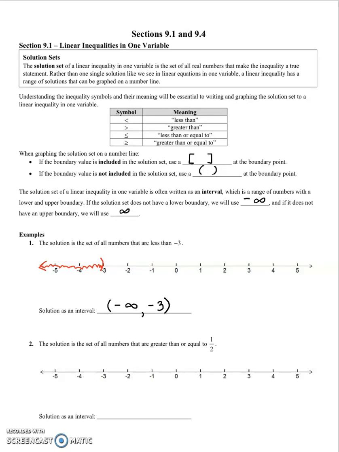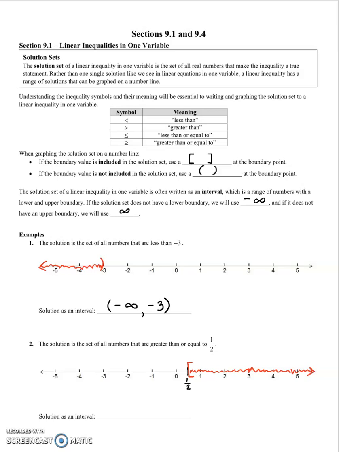So let's try number 2. If you want to pause the video and do it yourself, that's fine, and then check, or you can just watch. The solution is the set of all numbers that are greater than or equal to 1/2. So first of all, we need to make a 1/2 mark. And our solution set is everything that's greater than or equal to. Since 1/2 is included, we're going to use the square bracket this time.